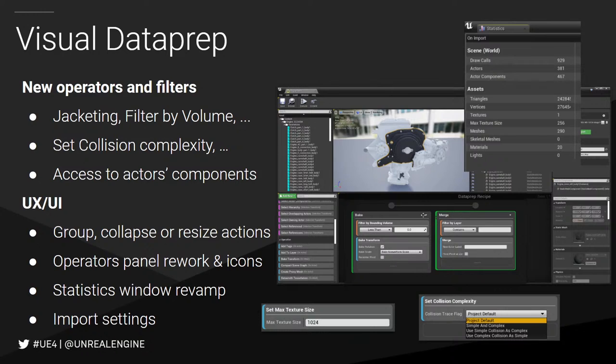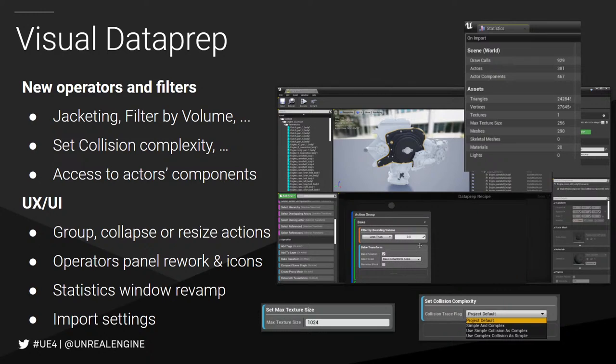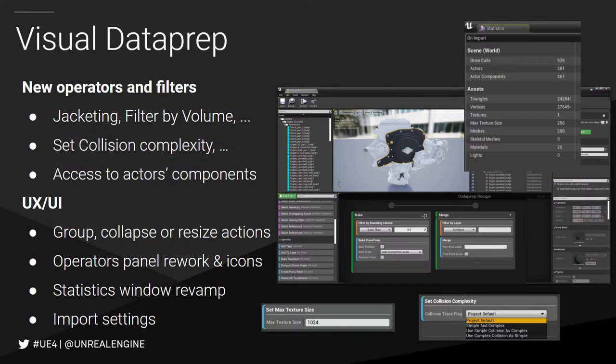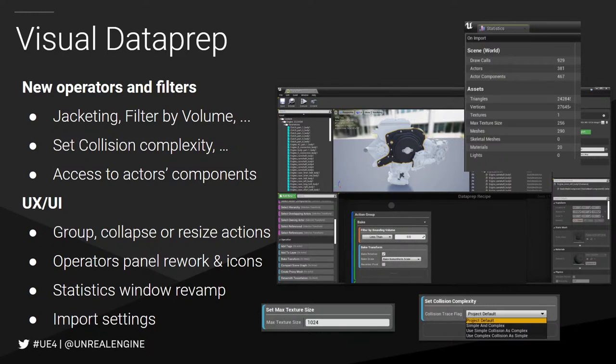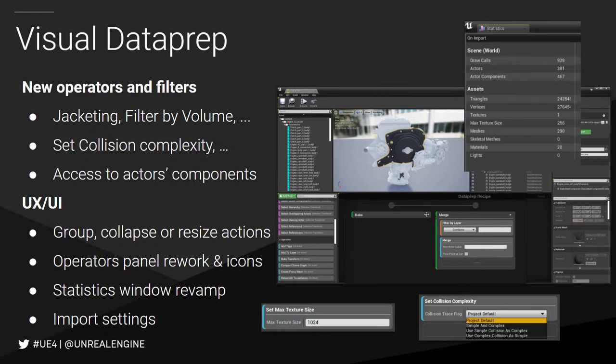We have a feature called Visual Data Prep in Unreal Engine. This allows you to prepare your CAD and Datasmith files and to modify, for example, change materials, build LODs, simplify meshes, swap assets. And this allows you to have a very streamlined workflow and easy to just re-import your data from DCCs and have everything sorted out correctly.